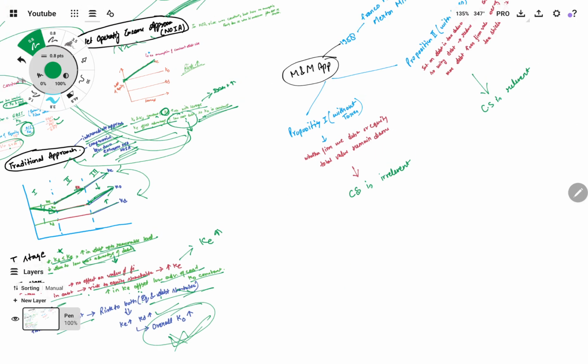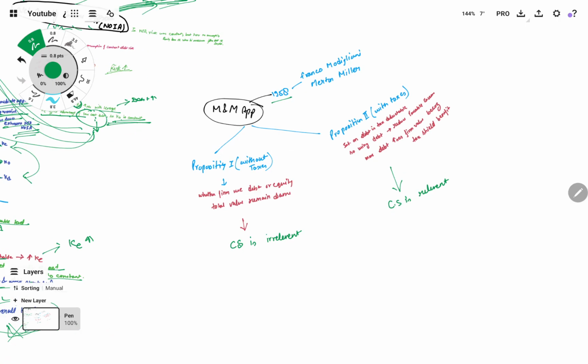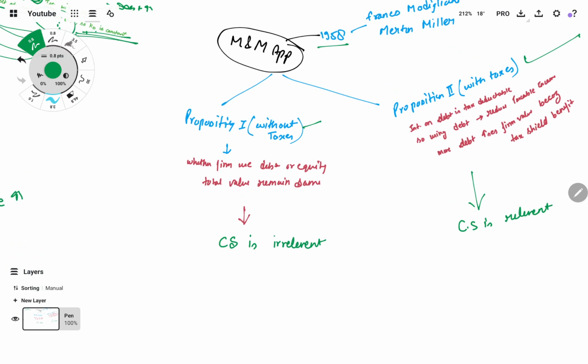Okay, so now comes the last and fourth approach. It was given in 1958 by Franco Modigliani and Merton Miller. Here there are two propositions: Proposition 1 without taxes, Proposition 2 with taxes. Here, whether the firm uses debt or equity, the total value of the firm remains the same, and capital structure is irrelevant here.